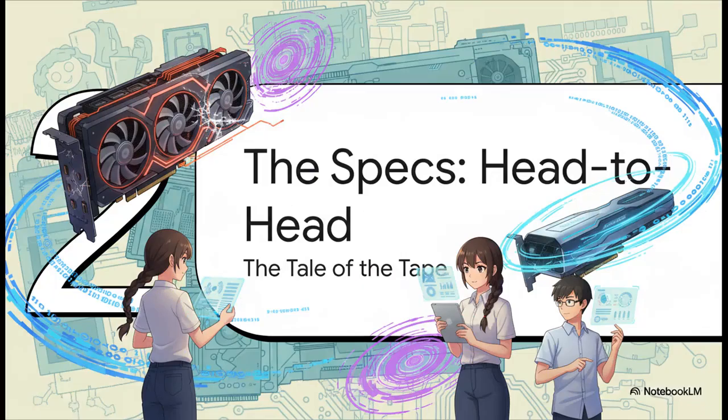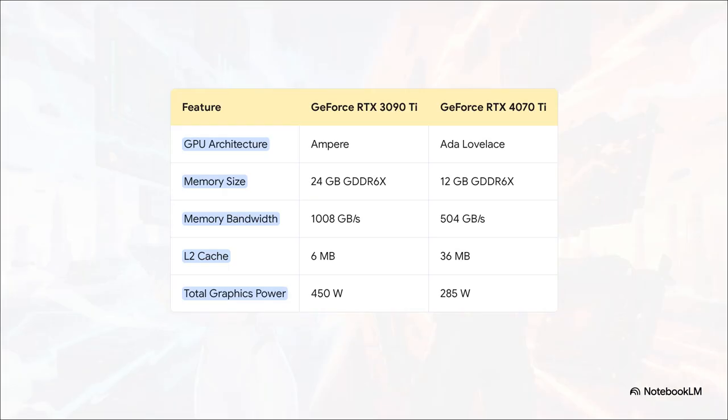Okay, first things first, let's break down the raw numbers. Looking at the tale of the tape is really the best way to see where each card's strengths and weaknesses start to show up. Now, what's so fascinating about this slide is the story it tells. Just look at those huge divides: memory size, memory bandwidth, L2 cache, and power. The 3090 Ti just completely dominates in memory, right? But then the 4070 Ti has this massive cache and draws way, way less power. This right here sets the stage for everything that follows.